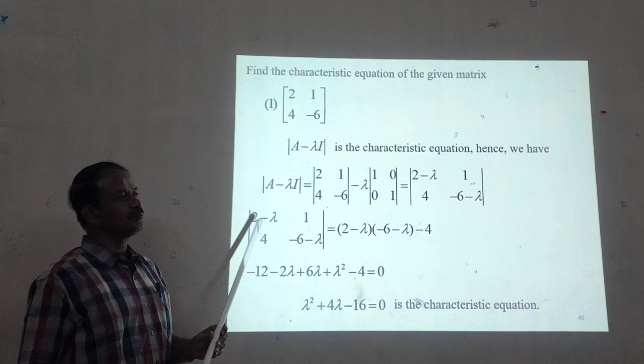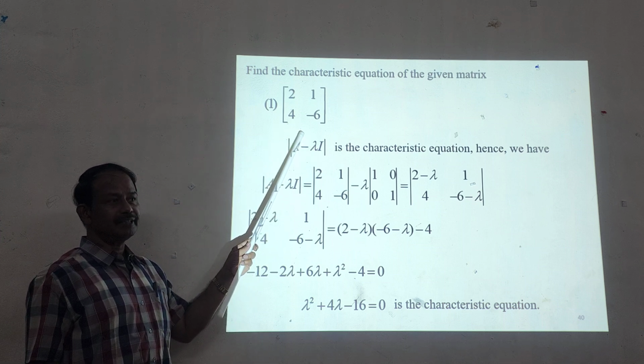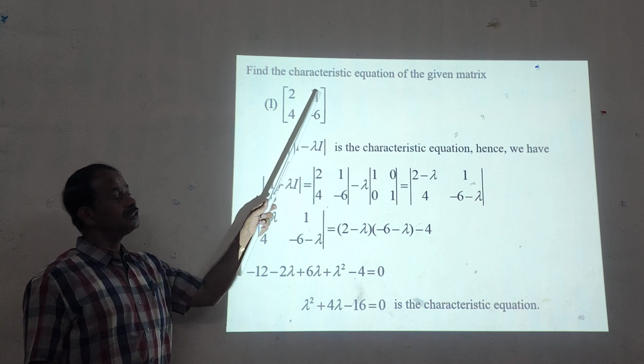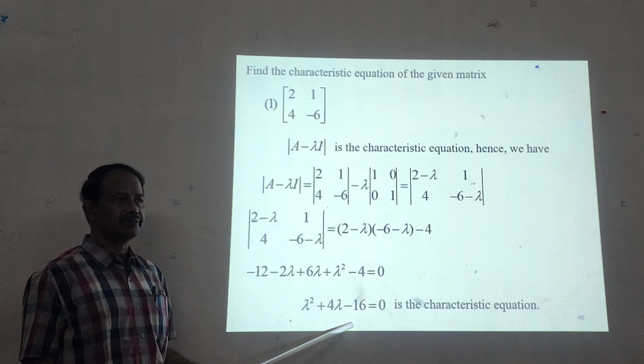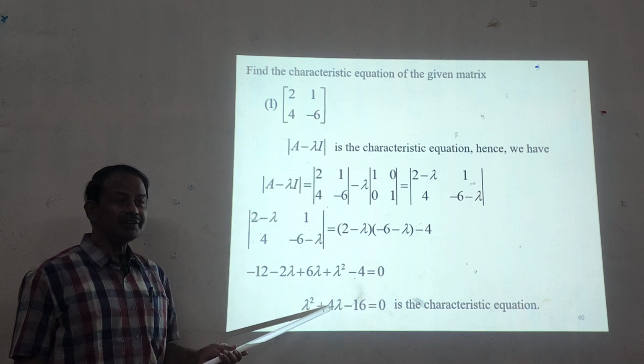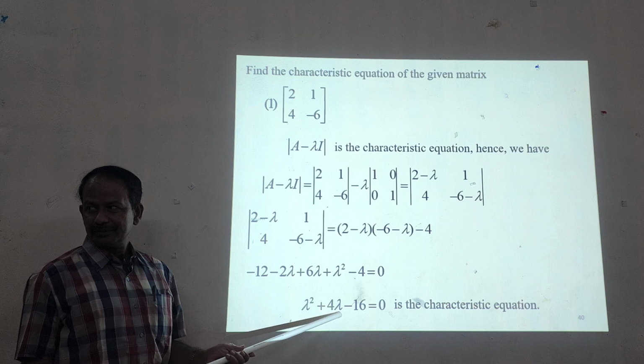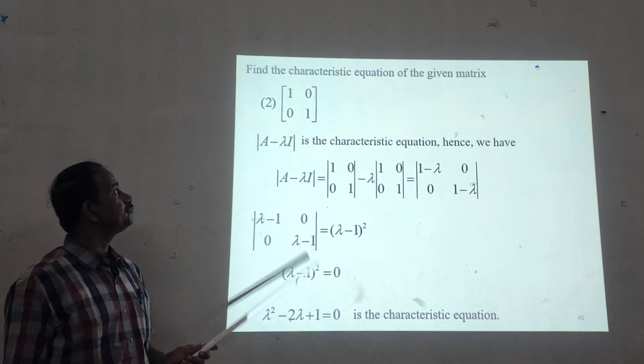So that's all. It's a very simple one. So matrix A is given. You are asked to find out the characteristic equation of the matrix. So we have obtained the characteristic equation of the matrix. The solution will be your eigenvalue. Okay, the solution will be your eigenvalue.